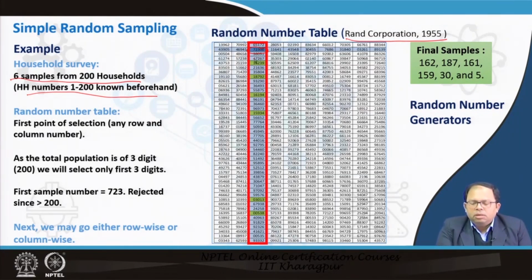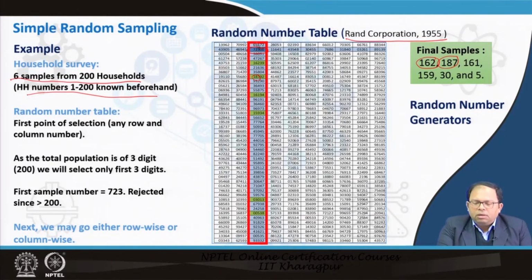The next one is also more than 200, that is 380, then 472, then 162. Now 162 is less than 200. So we take 162 and we put it as the first sample. Then we move on, and then we find that there is 216, 355, and then there is 187, and we select 187 as the next sample.